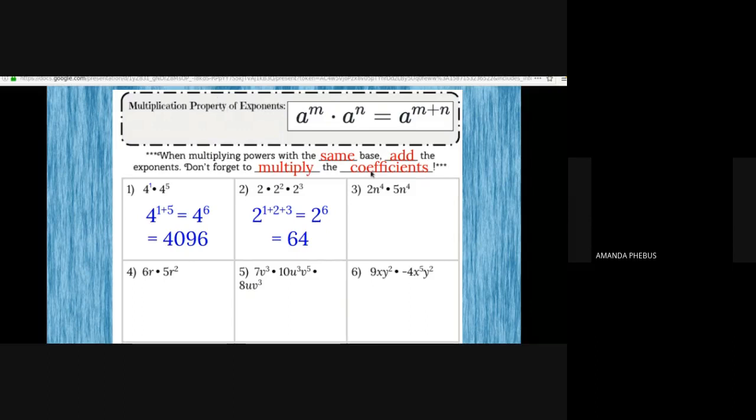All right, here is where you need to start worrying about multiplying your coefficients, because 2 and 5 are not the same base. Here we had the same base, 2, 2, 2. Here we had the same base, 4, 4. Here we don't have the same base. 2 times 5, we're going to have to multiply that out and get 10. N to the 4th times n to the 4th, however, have the same base. So I'm going to need to add their exponents. So that's going to be n to the 4 plus 4, which is n to the 8th. And so my final answer is 10 n to the 8th.